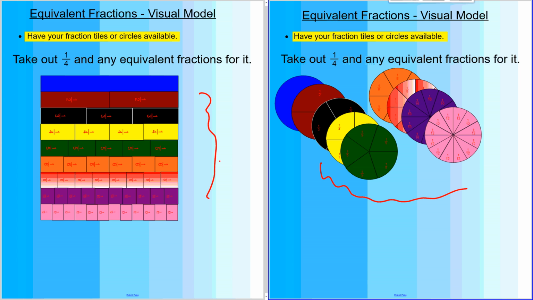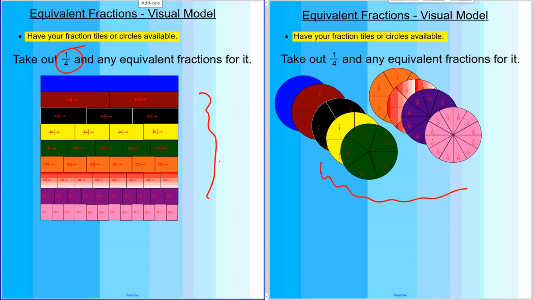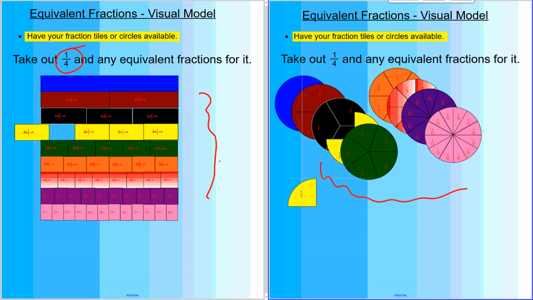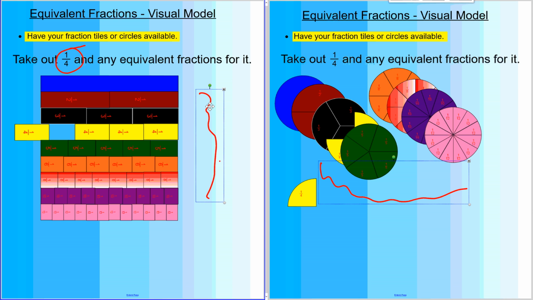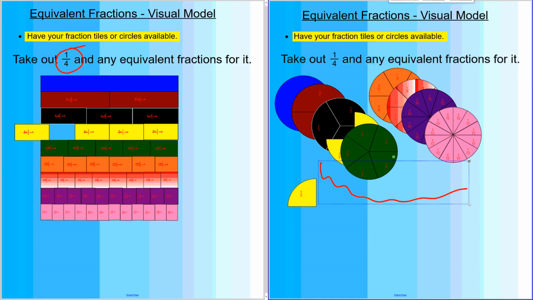So let's take a look. First thing I want you to do is take 1/4. So that would be one of the yellow ones. And what I want you to do is find all of the equivalent fractions you can for 1/4. You can pause the video right now if you'd like to take a moment to try that out, and then we'll take a look and see how you did.